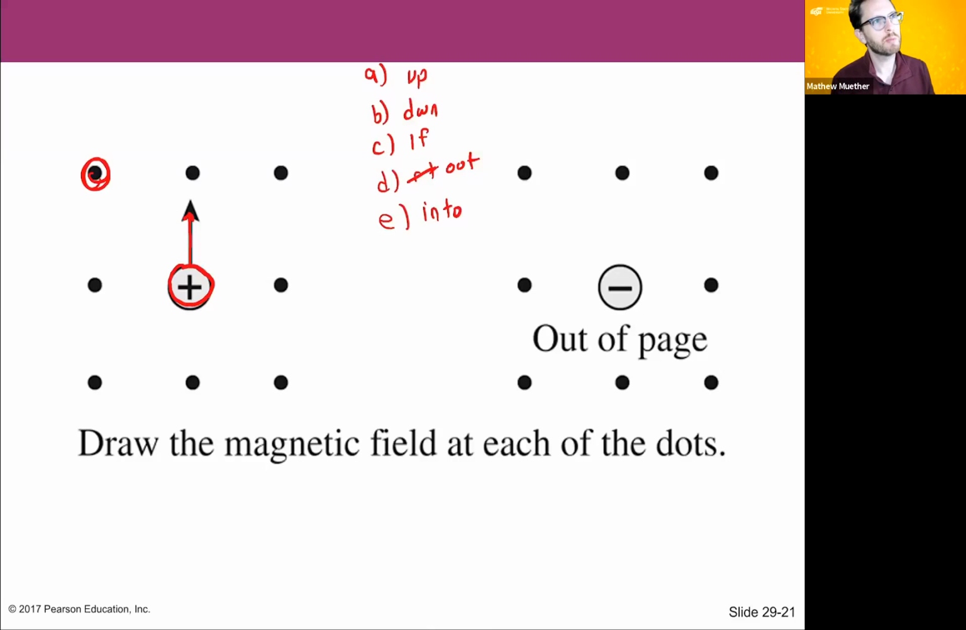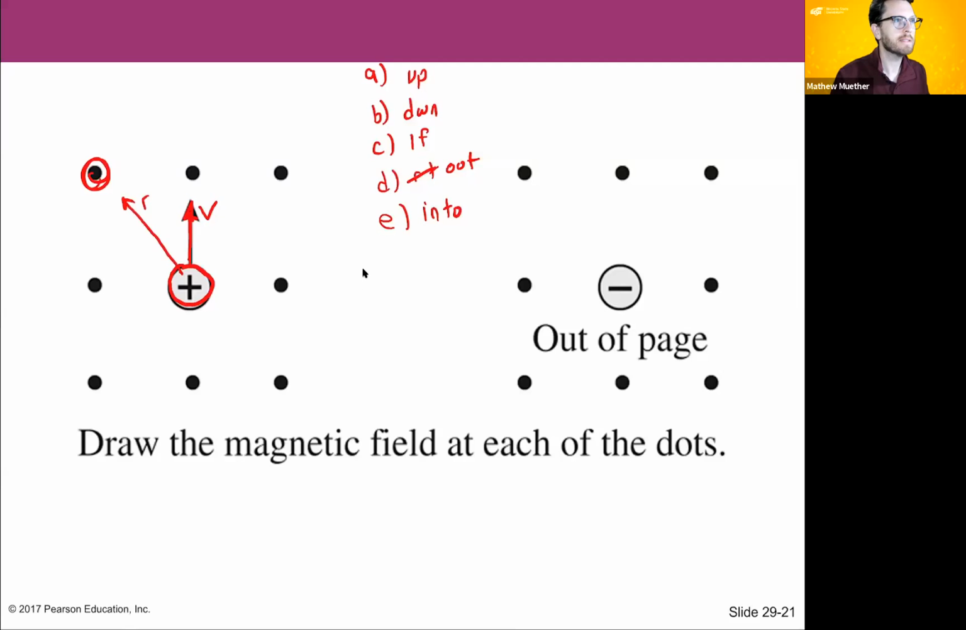Does the magnetic field point up, down, left, out of the page, into the page? Let's label our vectors while we're working on this. That's the velocity vector. They give that to us. What direction does R point? R points in this direction. So we can see that R and V vectors are living in the plane of your screen. So the B field has to be perpendicular to that because it comes from a cross product. So that means it either has to point out of the page or into the page. So we can narrow it down to D or E here.